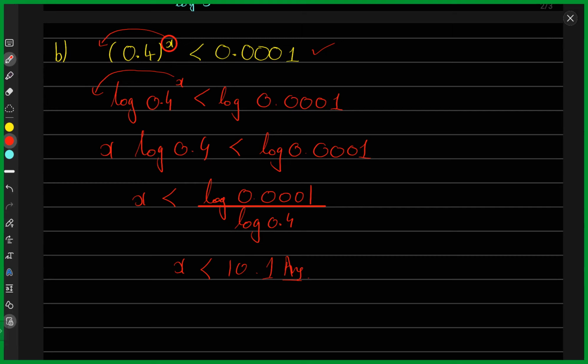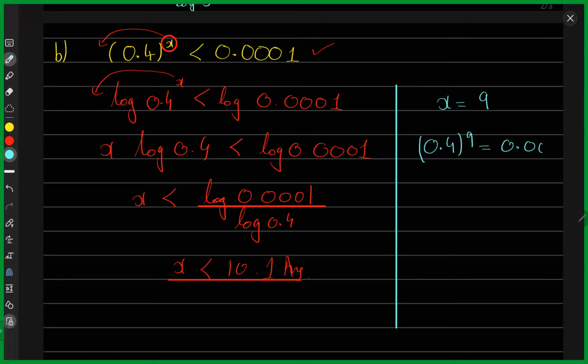Okay. Now at this point, this is what we are getting as the answer, right? But let's take a number less than 10.1. This is how we check actually. Let's say x is 9. So if you do 0.4^9, this would give you 0.00026 and so on, right? Let me just write it down again. It's 0.000262144. Okay, this is what we would have.